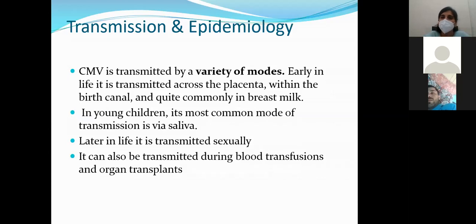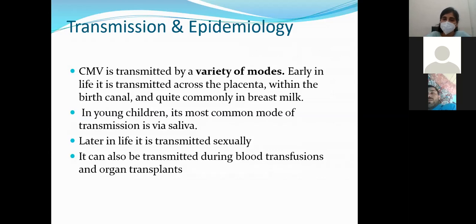Transmission and epidemiology. Cytomegalovirus is transmitted by a variety of modes. Early in life, it is transmitted across the placenta, within the birth canal, and quite commonly in the breast milk. As I told you, it is the most common cause of congenital abnormalities in the neonates, so it is transmitted across the placenta, within the birth canal, and quite commonly in the breast milk as well.